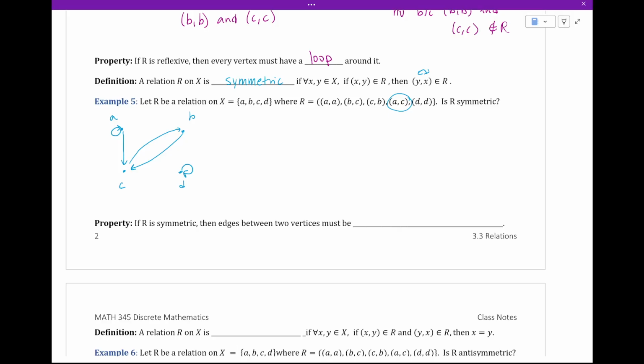Let's see. So we've got this one. So we have BC and CB. That is a symmetric relationship, and we can see that here in the graph with this circuit between B and C. But we don't have a matching thing for AC. So it is not symmetric because AC is in R, but CA, the opposite of that, is not in R.